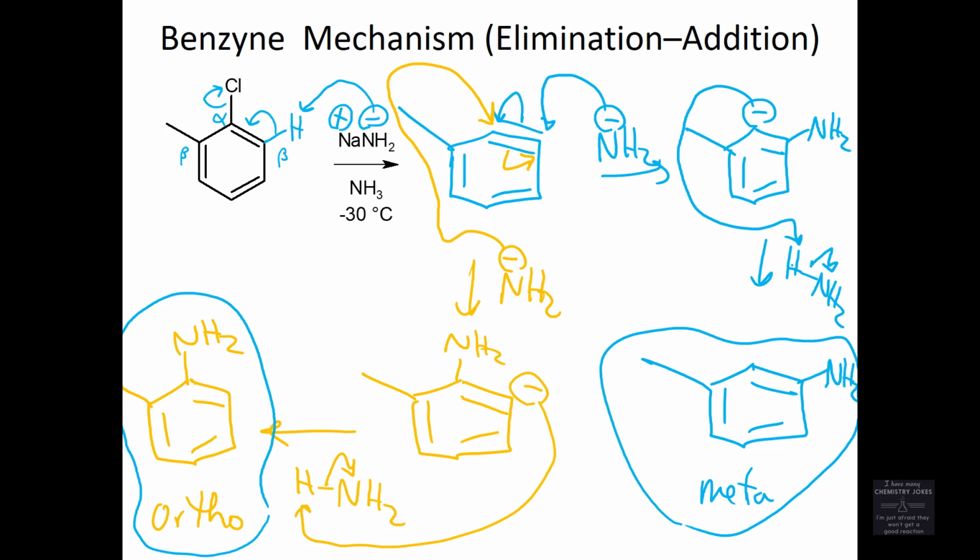So another way that Mr. Roberts continued to prove that his benzyne intermediate was feasible was doing reactions like this and getting this ortho-meta mixture and saying, guys, this benzyne is the only thing that makes sense, even though it looks so weird.